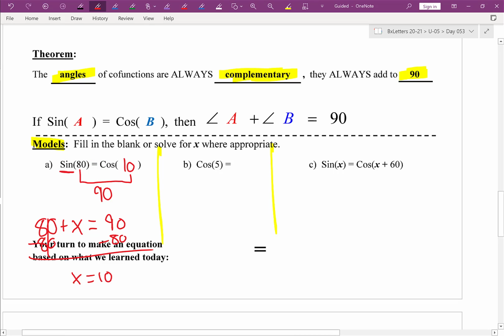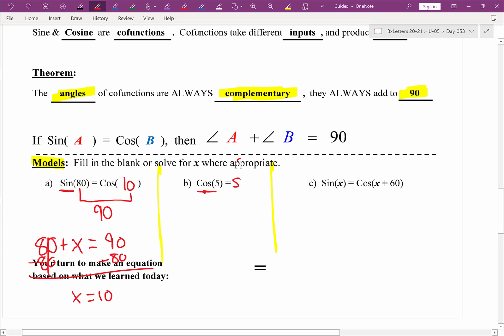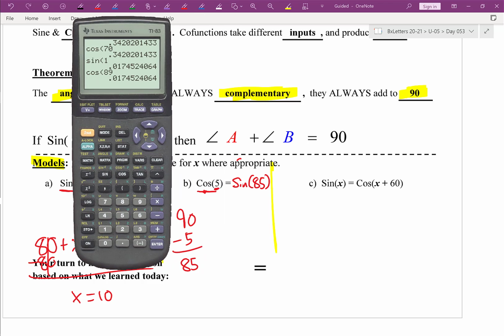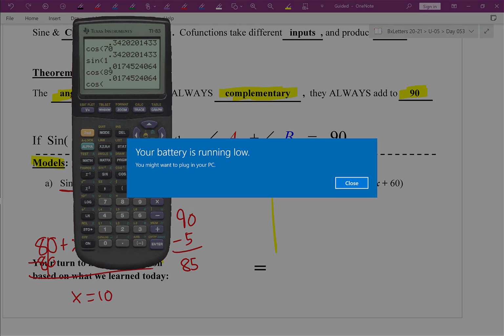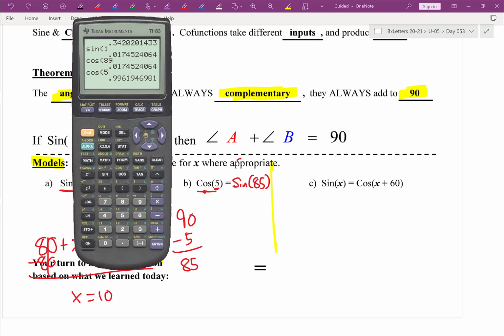And I know a lot of you could just be like, well, what's 90 take away 80? And you could do that here. If cosine is here, I know it has to be equal to the cofunction. What's the cofunction of cosine? What's the opposite of cosine? It's sine. That's how I know to write sine. Well, if I see 5 here, I have to write the complement of 5. I have to write the thing that when I add it to 5, I get 90. So this will be sine of 85. Cosine of 5 is equal to the sine of 85.